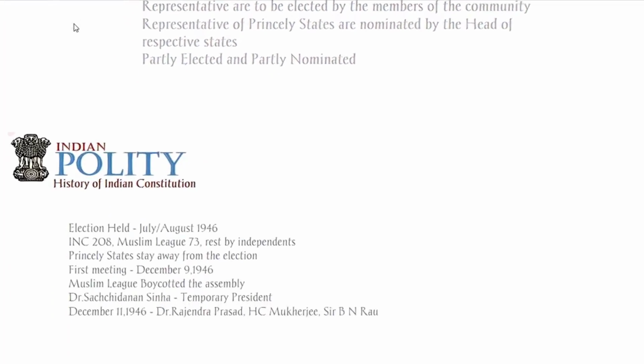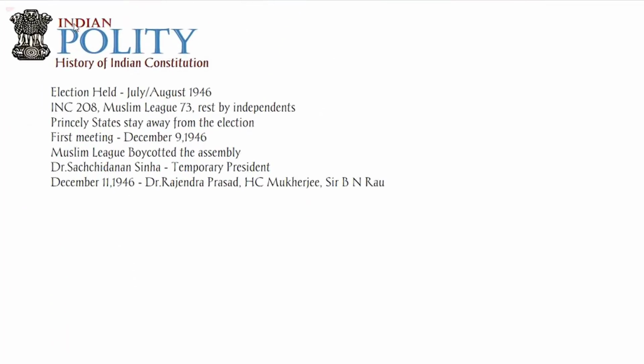The election was held during July-August of 1946. The Indian National Congress obtained 208 seats and the Muslim League 73 seats, and the remaining seats went to small and independent groups. Princely states stayed away from the Constituent Assembly. Although the Assembly was not directly elected by the people of India on the basis of adult franchise, the Assembly comprised representatives of all sections of Indian society.